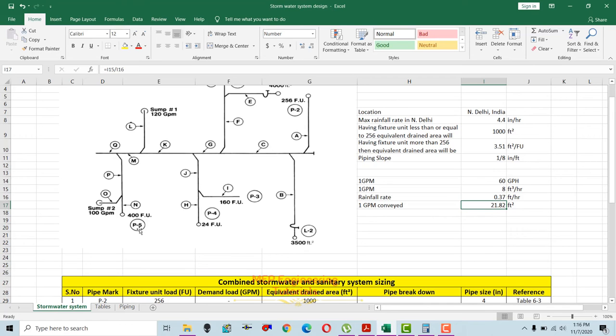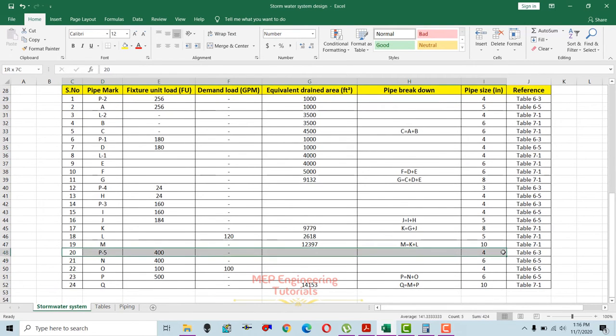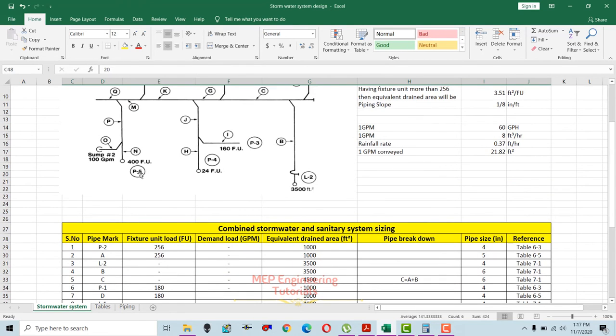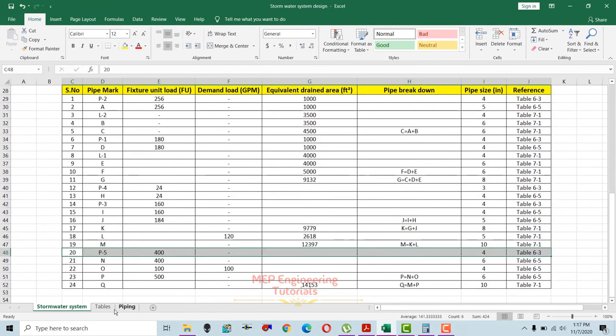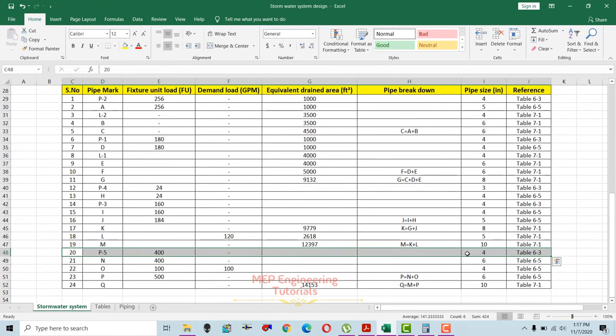So I will do the sizing for stack P5 first, having 400 fixture units. This is the stack P5, so we're going to use Table 6-3. For more than 3 stories we have to use it again, and 400 fixture units is in between 60 and 500. So we'll go for the higher value, 500, and we'll check the pipe size, which is 4 inches. So P5 is 4 inches.